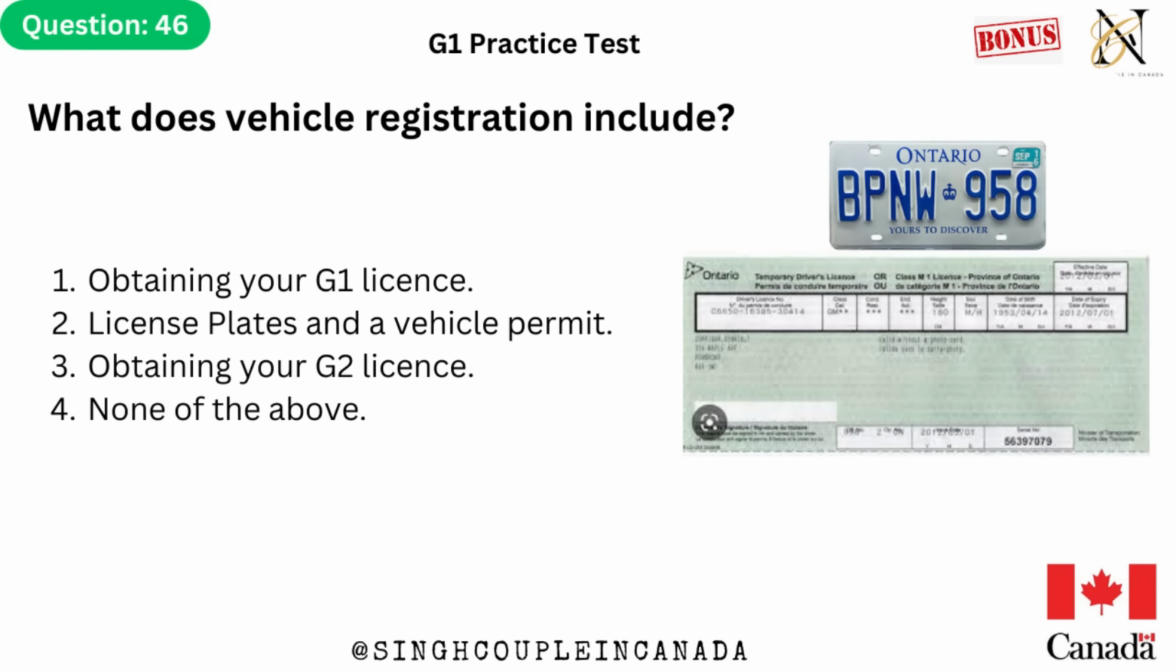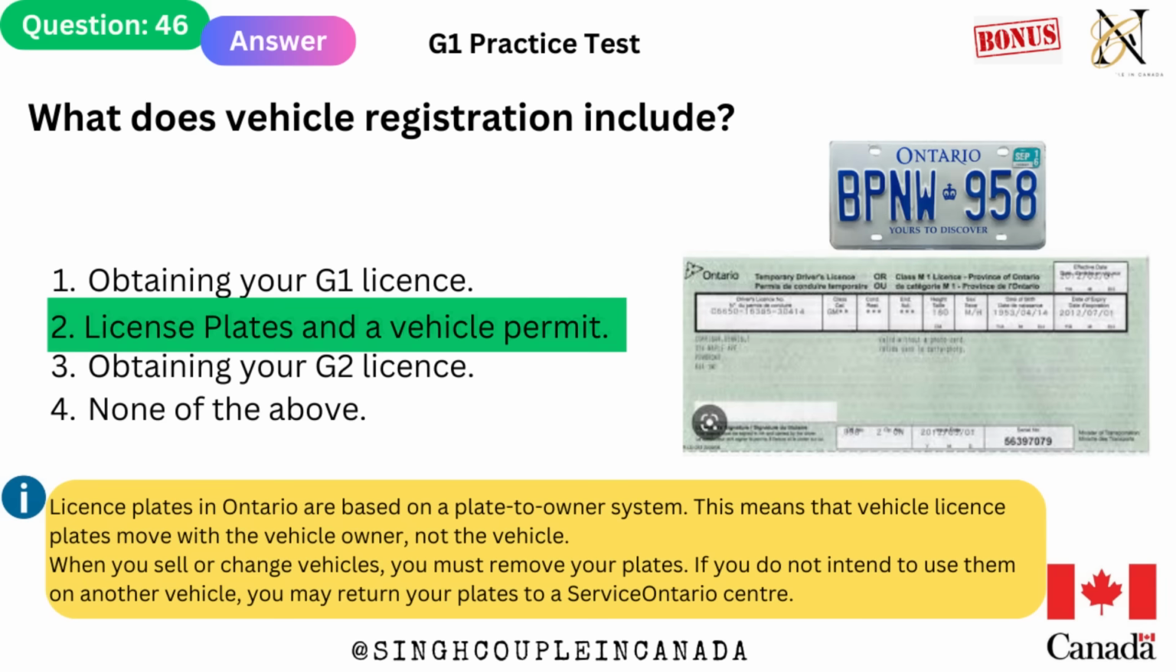What does vehicle registration include? 1. Obtaining your G1 license. 2. License plates and a vehicle permit. 3. Obtaining your G2 license. 4. None of the above. The answer is 2. License plates and a vehicle permit.